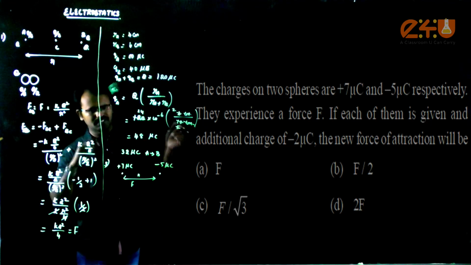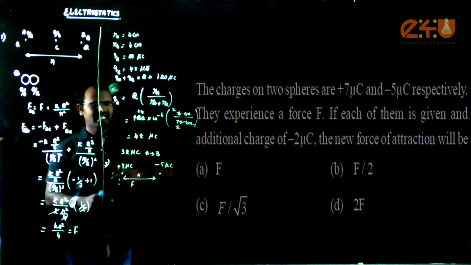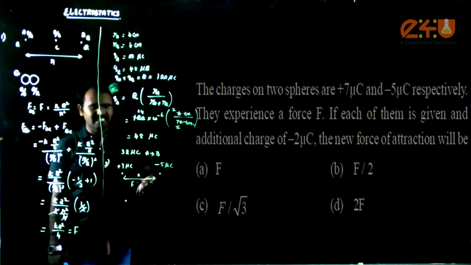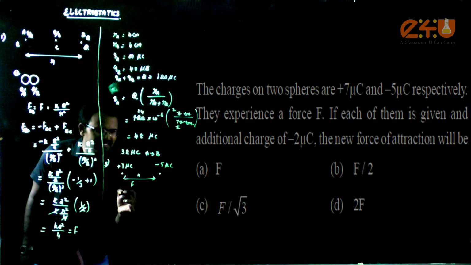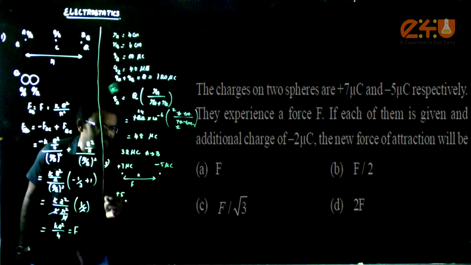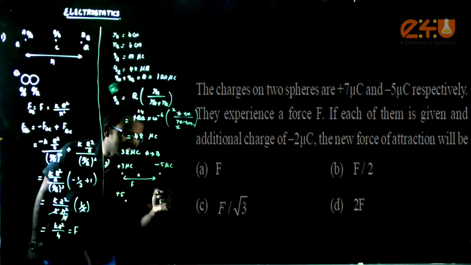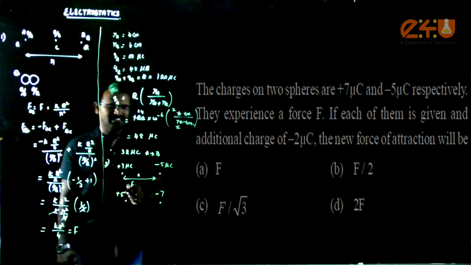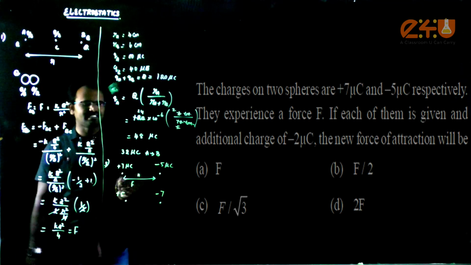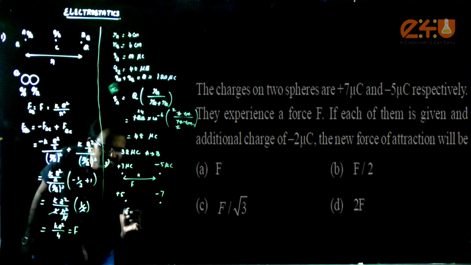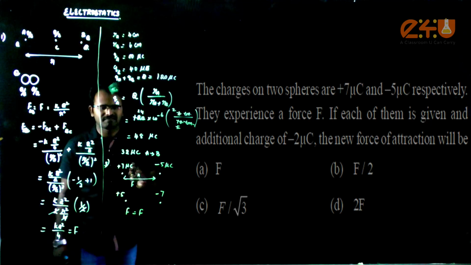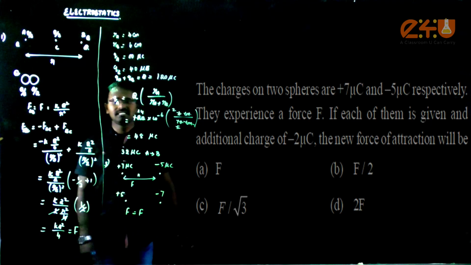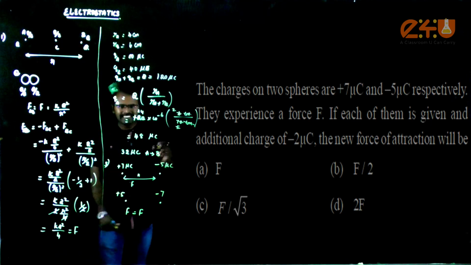Now we are additionally giving minus 2 and minus 2 to both. When I give minus 2 to this, you know the law of additive nature of charges, so you will get minus 2 plus 7, that is plus 5, and minus 5 minus 2 is minus 7. Whatever it may be, the magnitude is not going to change, because 7 and 7, 5 and 5 are just interchanged. So the force after adding the charges is not changing; you will get the same force. Kindly take down this.